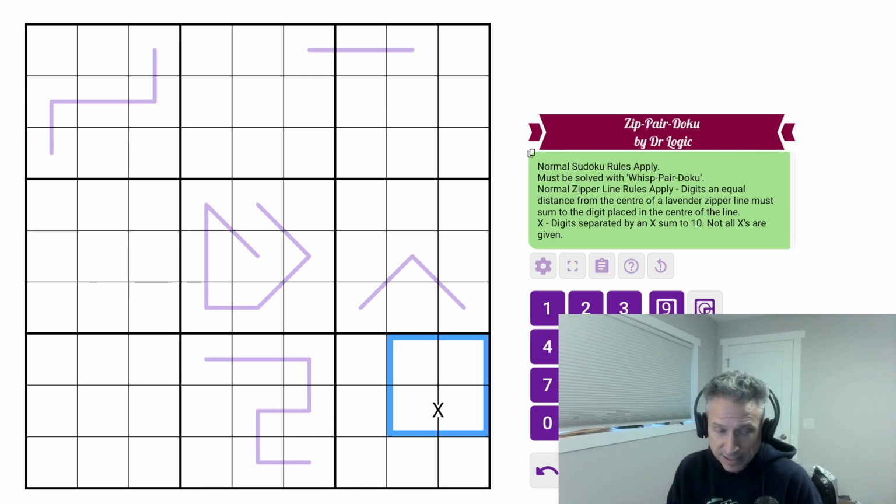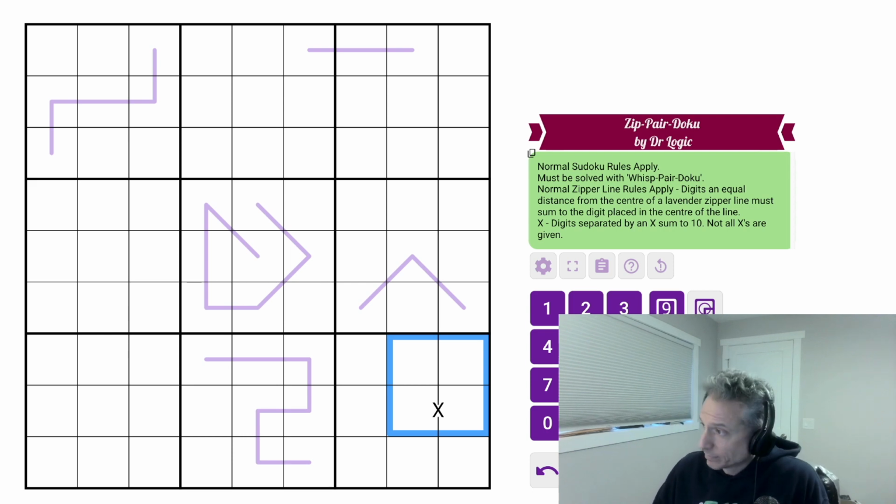I also have an additional rule. I have an X, and digits separated by an X sum to 10. Not all X's are given. I believe that's called the no-negative constraint. So there can be other two digits next to each other that sum to 10, but the X ones must do it.